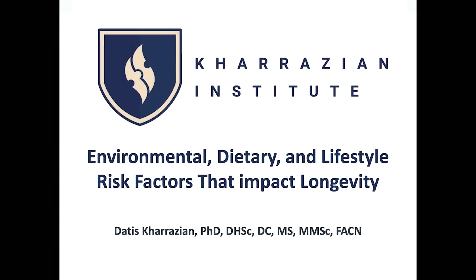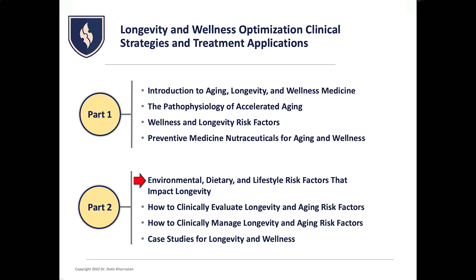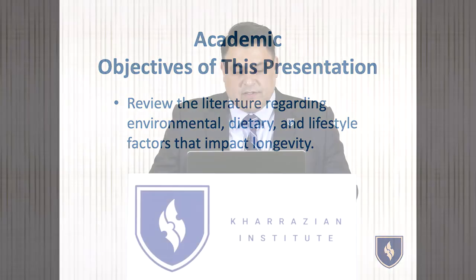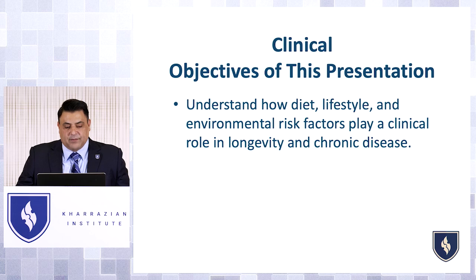Okay, so in this section, we're into part 2. We're going to go over environmental, dietary, and lifestyle risk factors that impact longevity. Academic goals: review the literature regarding environmental, dietary, and lifestyle factors that impact longevity. And the clinical objectives: understand how diet, lifestyle, and environmental risk factors play a clinical role in longevity and chronic disease, and how to implement those into your practice.